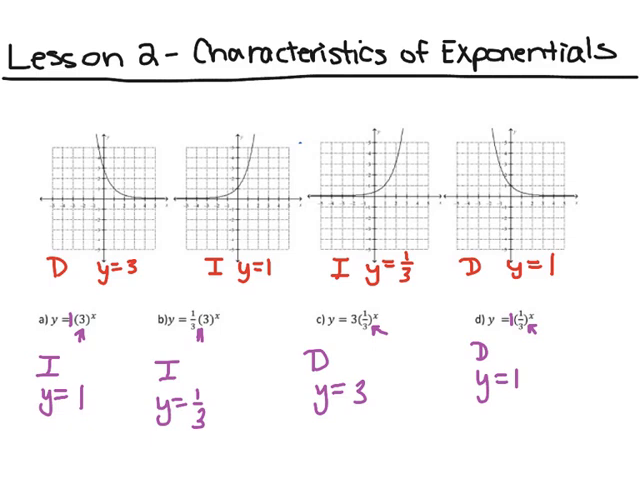Now we just have to match them. The function that is increasing with y equals 1 is this second graph, so this is a. This one is increasing with y equals 1 over 3, so this one is b. Decreasing with y equals 3 is our first graph, and decreasing with y equals 1 is our last graph. So there are our graphs matched.